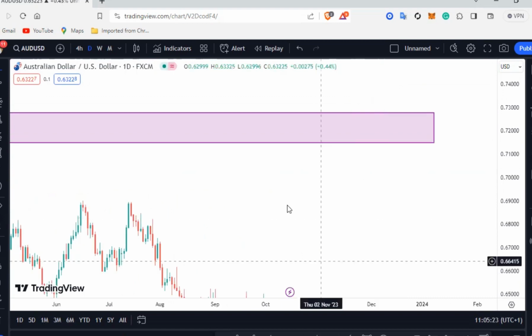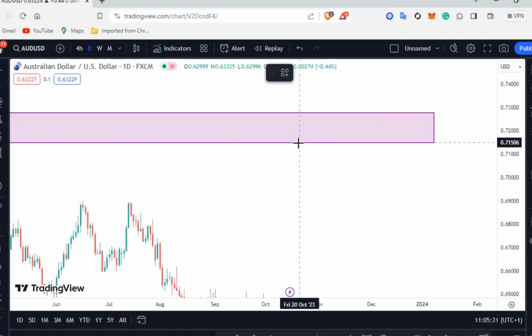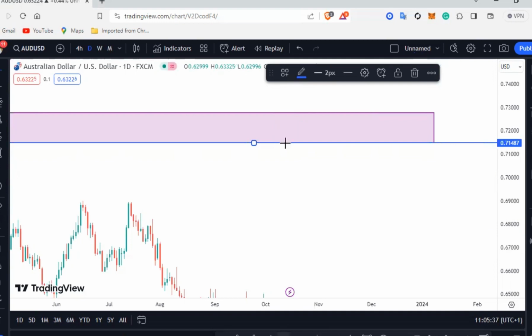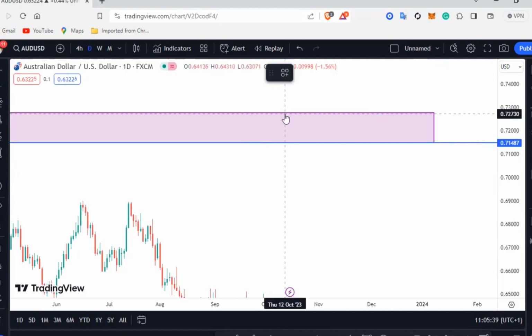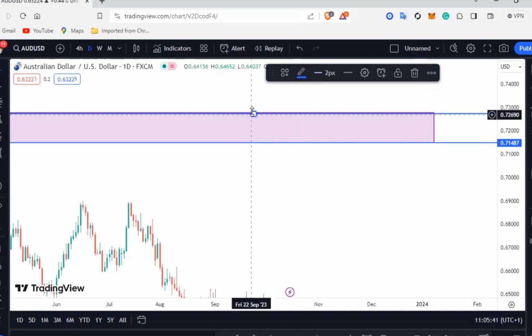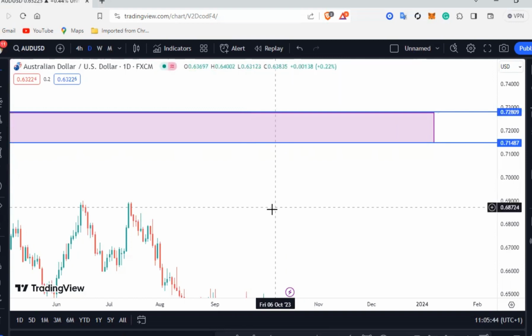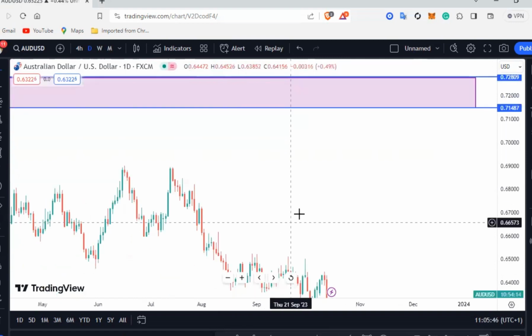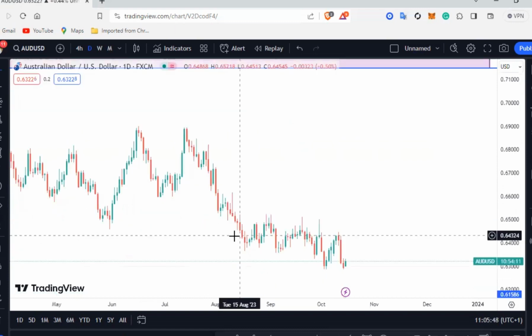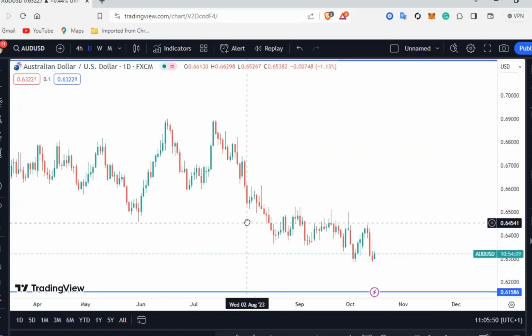Let me put a line here. Okay, you can see that line. Let me put another one at the top here. There's a reason why I'm putting those two lines, because I want to show you how this chart looks.